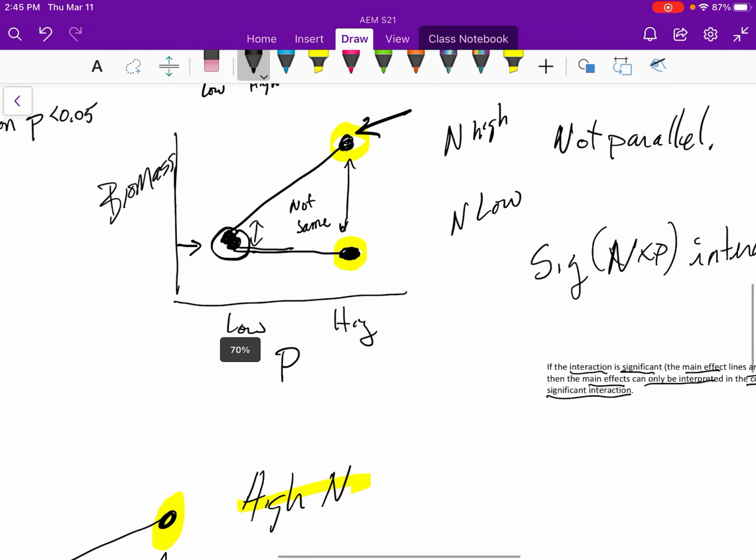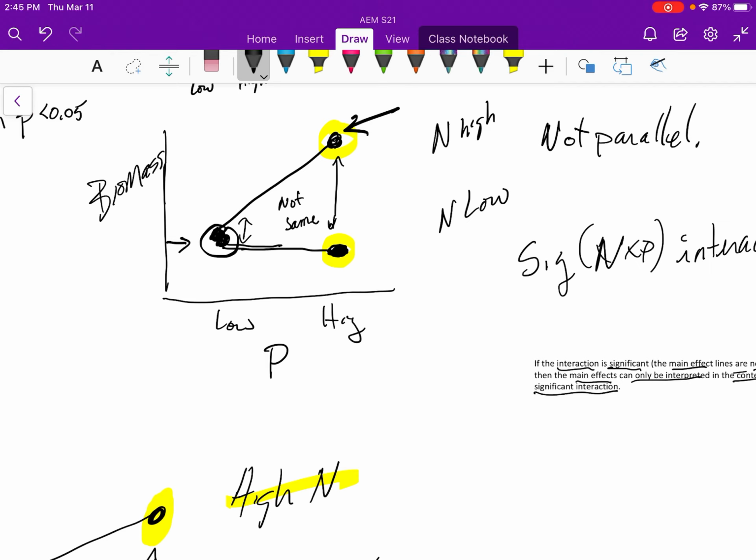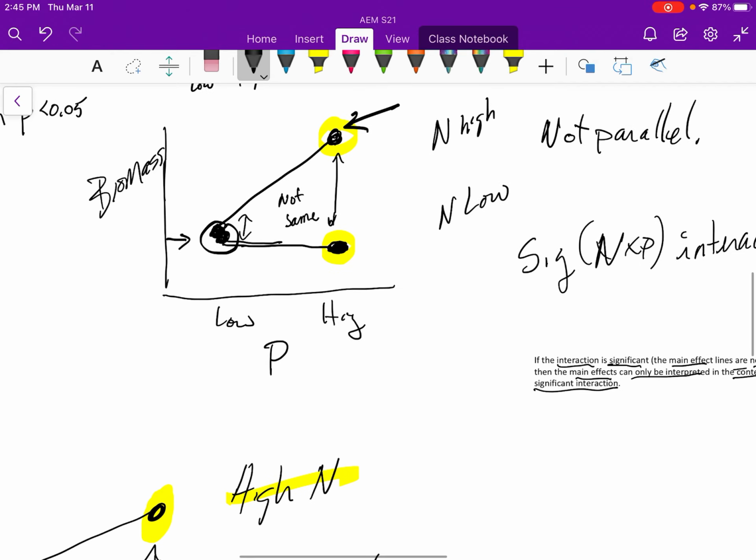There are several ways of saying that. I guess I didn't write it in here. I'm going to write it out here now. It says that the effect of nitrogen depends on the level of phosphorus and vice versa. Okay? So that is an interpretation of the interaction.